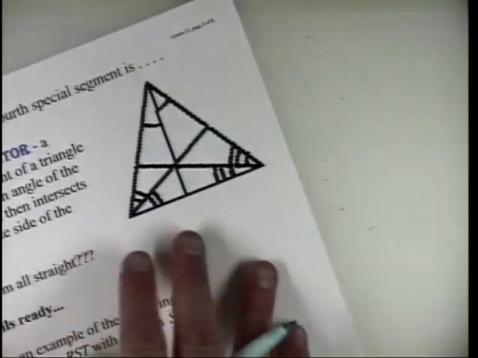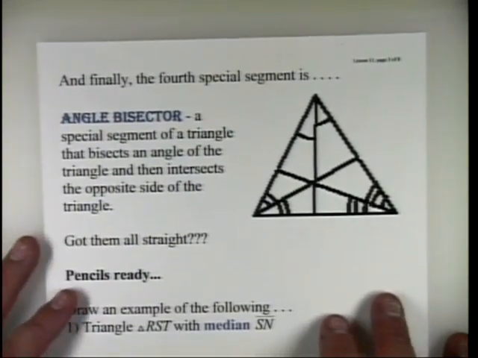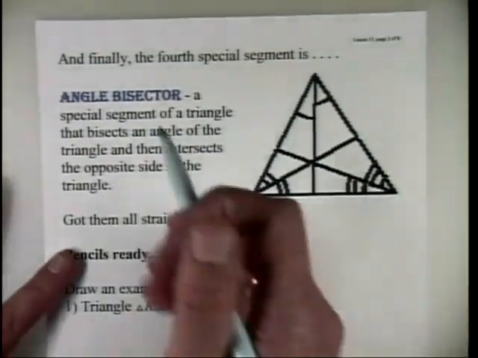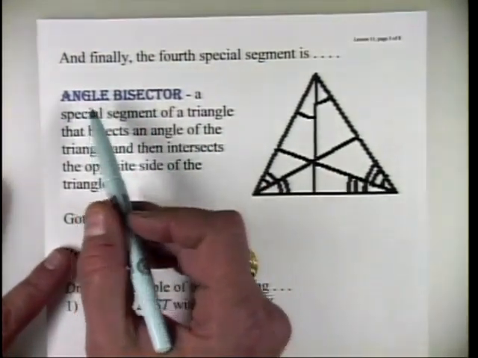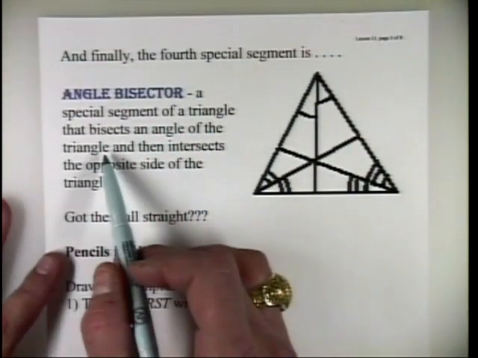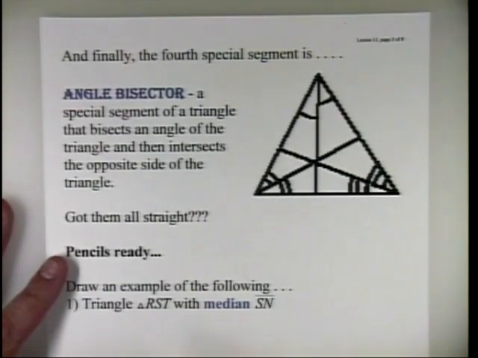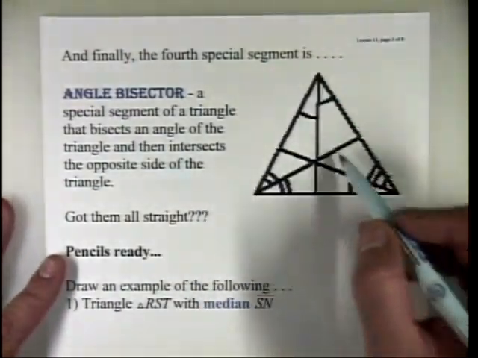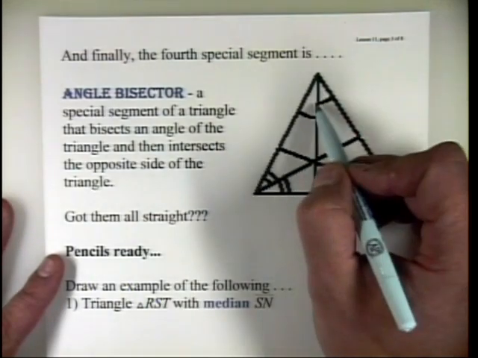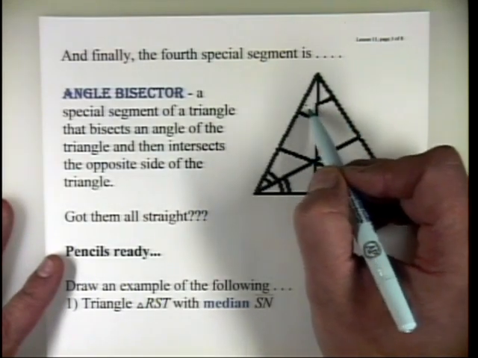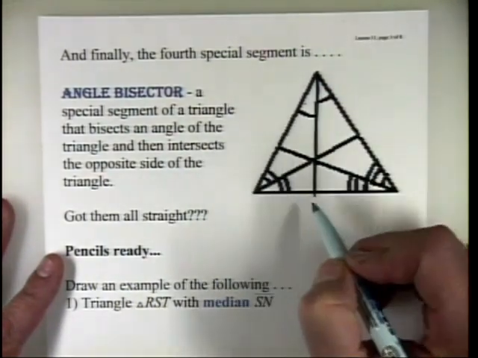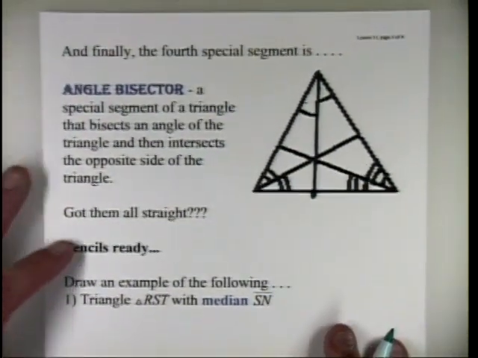Last but not least, as they say, this is the angle bisector. Now the angle bisector does exactly what the name says. It bisects or cuts in half an angle. So a special segment of a triangle that bisects the angle of the triangle and intersects the opposite side. Okay? So let's look at this triangle. Let's take this angle up here that's formed at this vertex. If I divide this angle into 2 equal parts, this one and this one, the line that would do that would come across, and again, it would intersect the other side of the triangle.